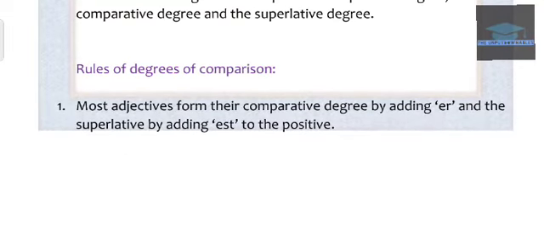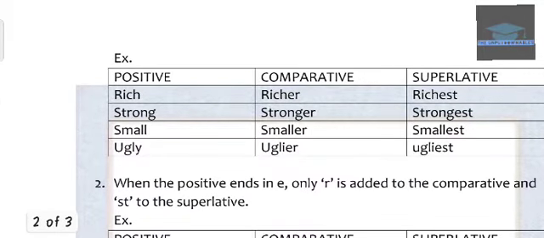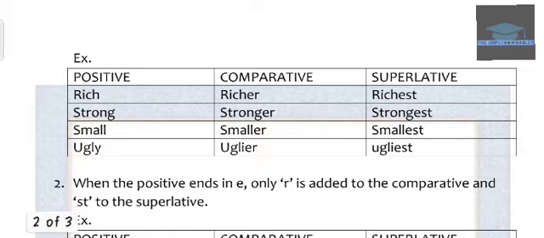Rule number 1. Most adjectives form their comparative degree by adding er, and the superlative by adding est to the positive. So you will have a positive word and you will add either er or est, and it will be changed to the comparative degree and the superlative degree respectively. Let's see the examples. For example, the word is rich, the comparative degree is richer, and the superlative is richest. You can see other examples also written here. You can pause the video and copy it down.